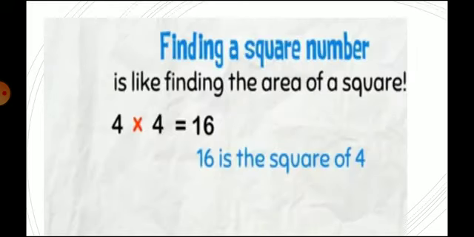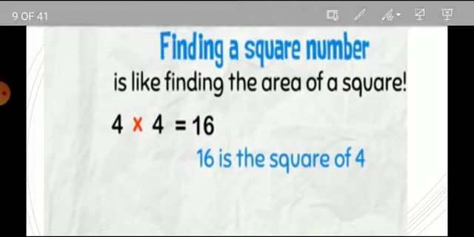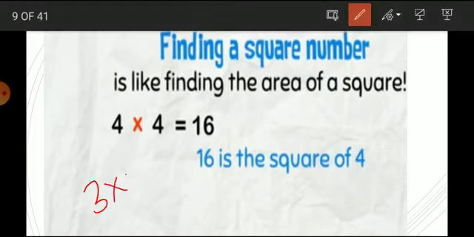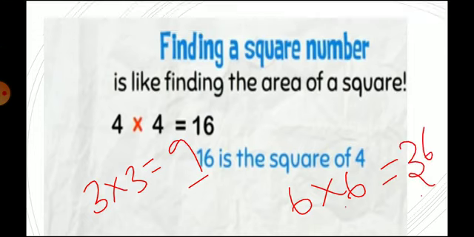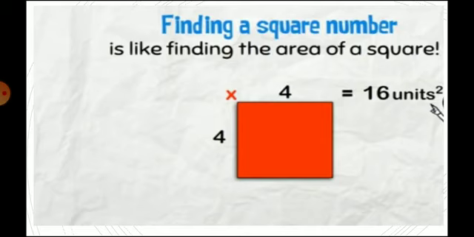See, finding a square number is like finding the area of the square. 4 into 4 is equal to 16, so 16 is the square of 4. Now I take 3 into 3, which is equal to 9, so 9 is the square of 3. Now I take 6 into 6, which is equal to 36, so 36 is the square of 6. Finding a square number is like finding the area of the square.